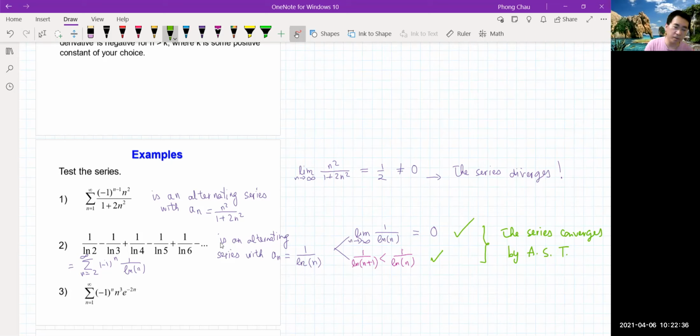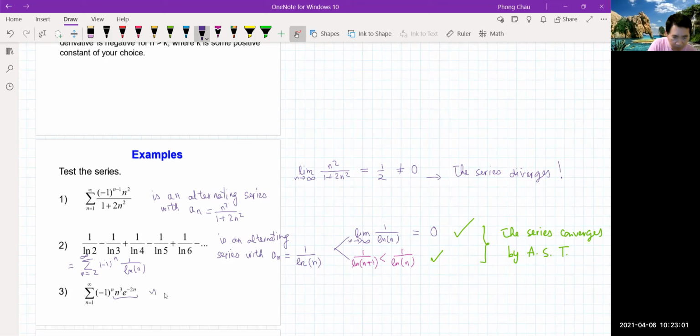Well, let me go ahead and do number 3. There's one more example here. Example 3, a little bit harder. You can recognize this alternating series easily, right? But then the a sub n, it's also easy to recognize, which is that part.